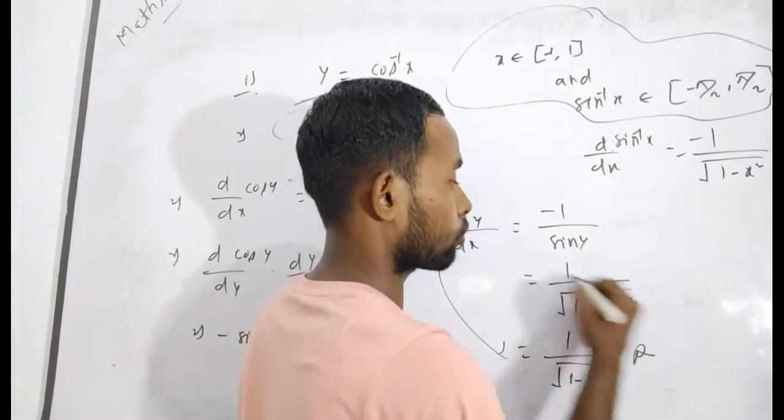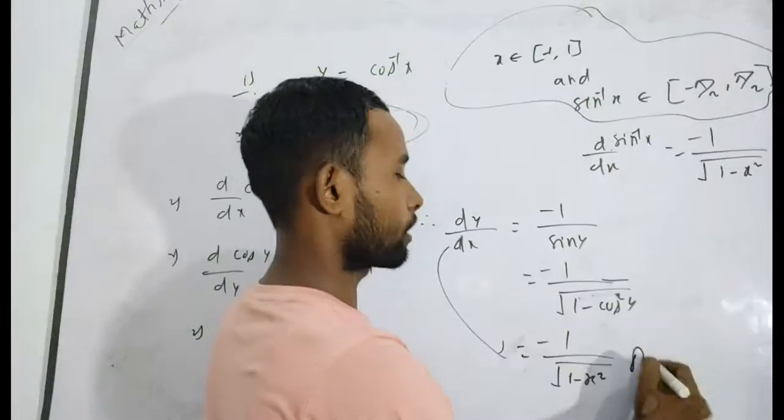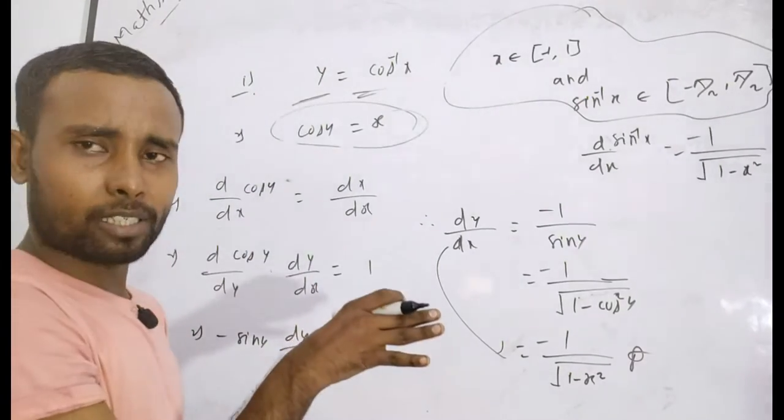The formula will be 1 minus cos square y, and its answer will be again x square. So its value will be minus 1 upon root under 1 minus x square. That means both use the same procedure.